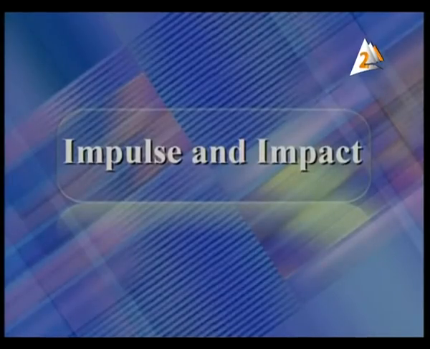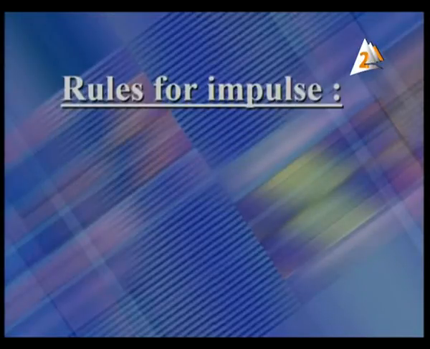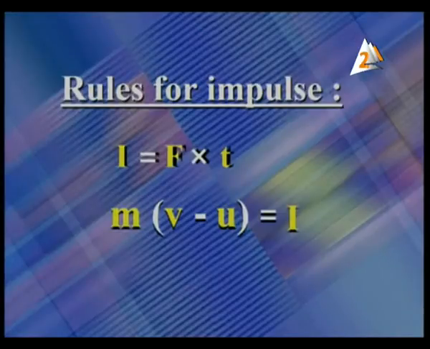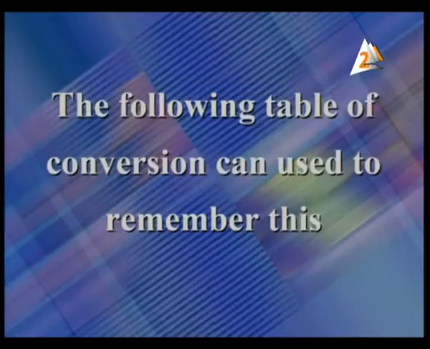Impulse and impact. The rules for impulse. I equals F times T, where I denotes the impulse, F is the force and T is time. So I equals M times (V minus U). Dear students, the following table of conversion can be used to remember this.